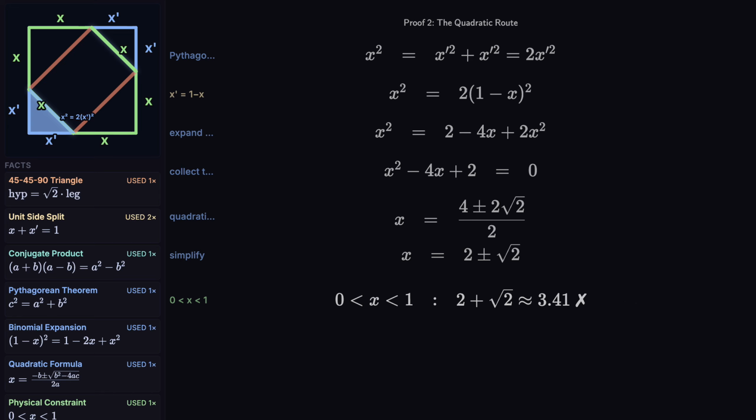X is a length along the side of a unit square. It has to be between 0 and 1. 2 plus root 2 is about 3.41, far too large. We reject it. The valid root is 2 minus root 2, approximately 0.586, exactly the same answer as proof 1. Both algebraic roads lead to the same place.